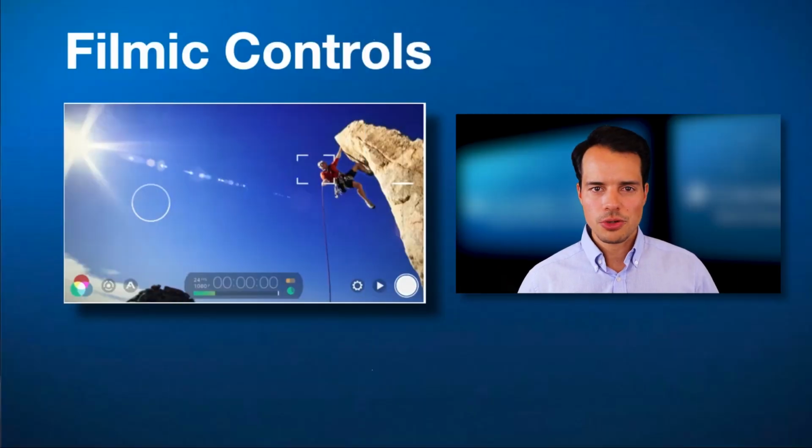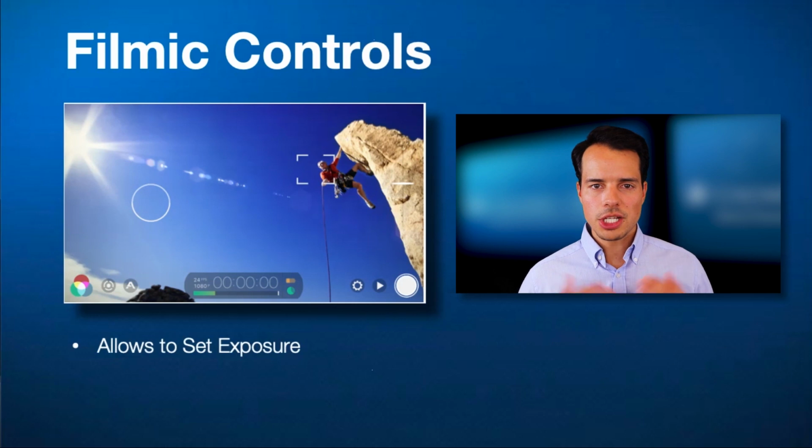Looking at the two controls that we really want to use Filmic to adjust, first is exposure. So exposure is the amount of light that's going to be coming into your frame. As you see, there's a circle and a square on the frame. The circle is the one that adjusts the exposure. So you drag that to the part of the frame that you want good exposure for, and then you lock that in place. That's going to give you the best looking shot in terms of light.